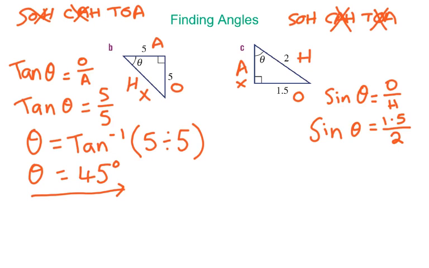Same as tan, sine has an opposite. And you guessed it, it's sine minus 1. Second function, sine on your calculator, bracket 1.5 divided by 2, which leaves us with theta equaling 48.5904. But if I was to round this to the nearest degree, it would be 49 degrees.